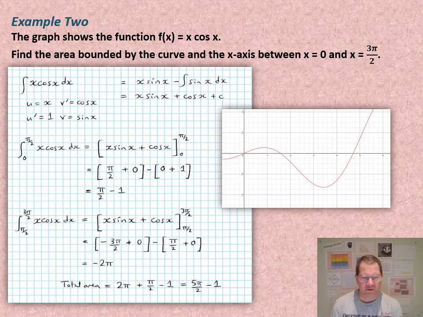Substituting pi over 2 gives us pi over 2 plus 0. Substituting 0 gives us 0 plus 1. So when we finish that off, we get an answer of pi over 2 minus 1. That is the area, the positive area between 0 and pi over 2. Repeating the same process, but with limits of pi over 2 and 3 pi over 2, as you can see, we get minus 2 pi. And that's because that area is below the x-axis. So the actual area is 2 pi. So then when we add the two areas together, we've got an area of 2 pi plus an area of pi over 2 minus 1, giving a total area of 5 pi over 2 minus 1.